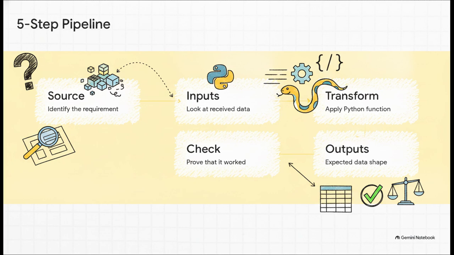Section 3. Application, the input transformation. Now that we've debunked that tricky misconception, let's rebuild things using our 5-step source-based model pipeline. You're going to want to memorize this. Step 1. Identify our source or requirement. Basically, what are we actually trying to do? Step 2, look at our raw inputs. What data did we actually receive? Step 3, the transformation. What specific Python function do we use to change this data into what we need? Step 4, expected outputs. What should the data look like after that transformation? And finally, step 5, check. How do we literally prove that it worked? This pipeline is going to be your best friend.